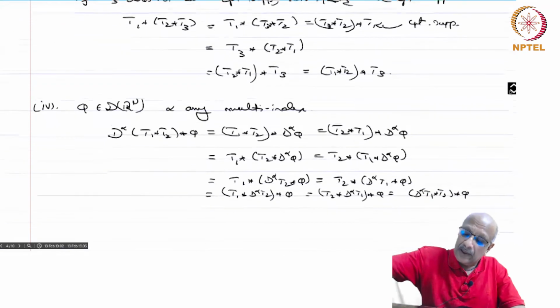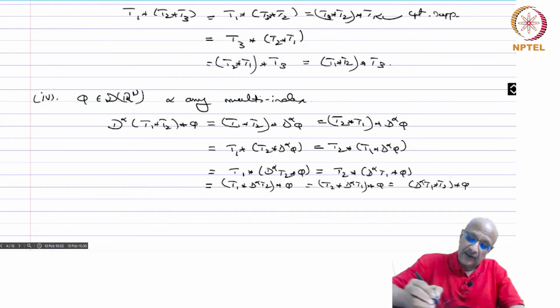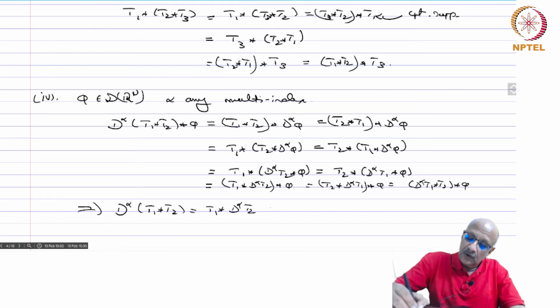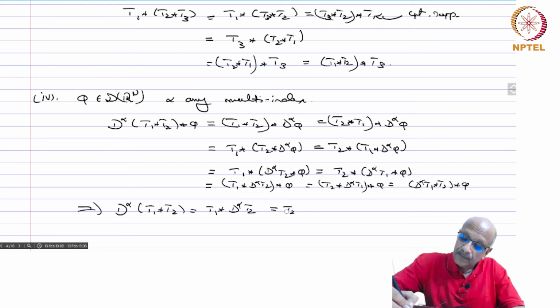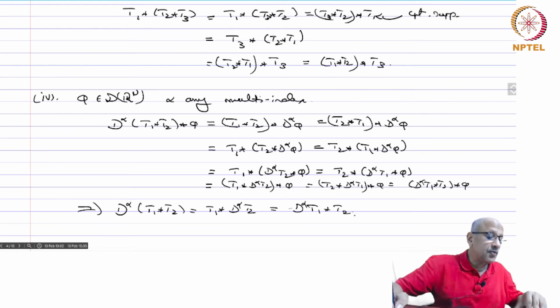you can now apply the cancellation law. For any arbitrary phi, this is true. So, d alpha T1 star T2 equals T1 star d alpha T2 equals T2 star d alpha T1 star T2. Okay. So, this proves that result also.